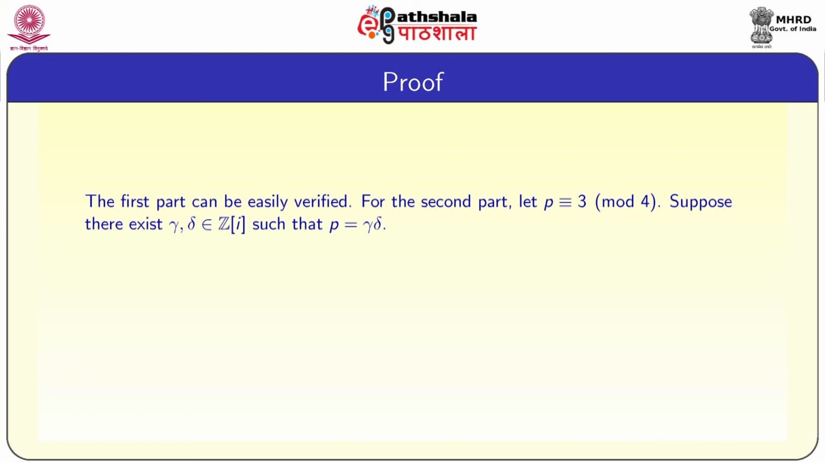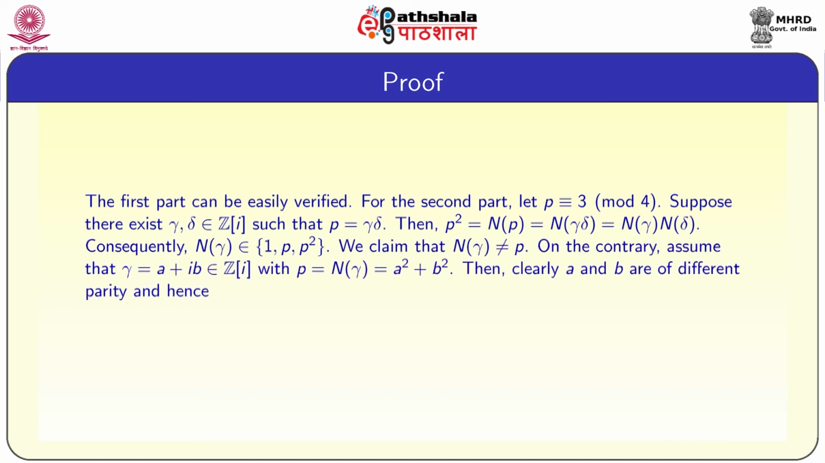Suppose there exist gamma, delta belonging to Z[i] such that p is equal to gamma into delta. Then p square is equal to n of p, which is equal to n of gamma into delta, which is equal to n of gamma into n of delta. So, consequently, n of gamma belongs to 1 or p square. We claim that n of gamma is not equal to p.